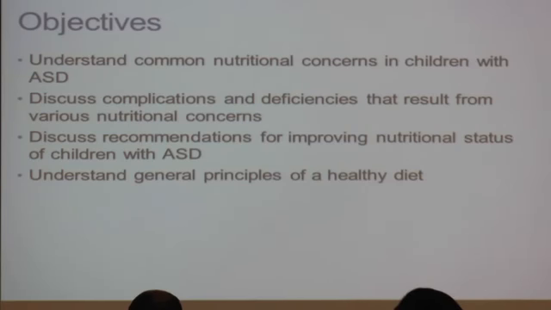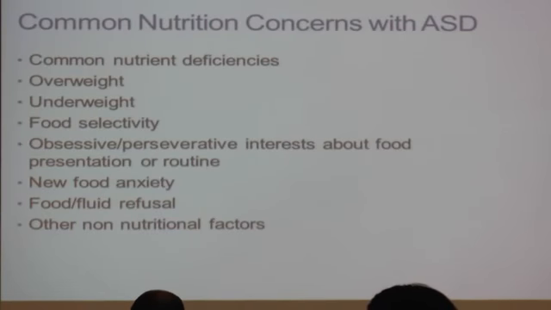Okay. So certain behaviors or patterns around the meal time or with food. Anything else? Textures. So maybe food selectivity or refusal based on textures of food. Good. So we'll talk about all of those in addition to talking about common nutrient deficiencies in kids with ASD.